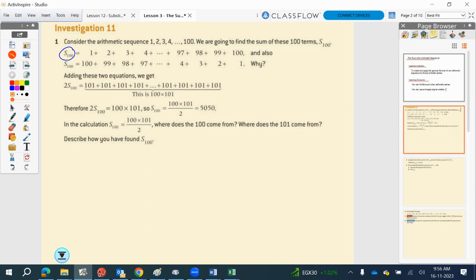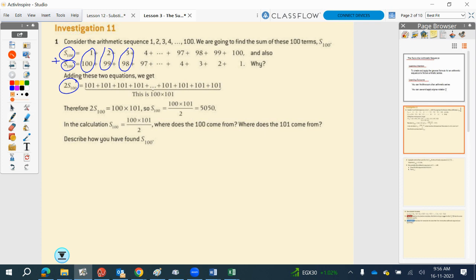Can we see? So in order to find the sum, we're going to add these two equations together. So let's add these two equations together and we get two lots of the sum that we're after. The reason we do this is watch how they align. So if you add 1 to 100, what do we get? If you add 99 to 2, if we add 3 to 98, notice how they're all 101.